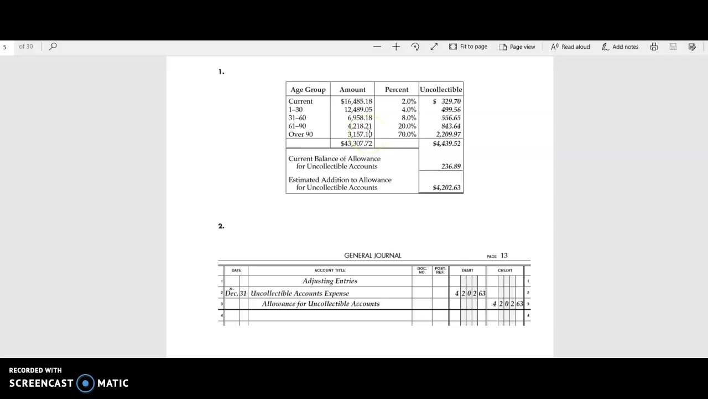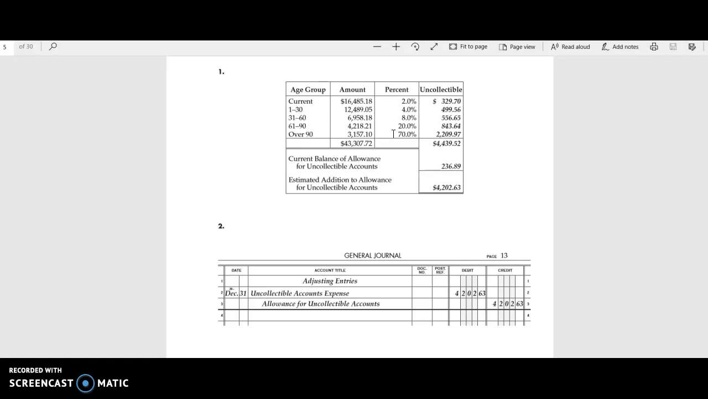And what we've figured out from past history is that usually 2% of our current customers don't pay on time, 4% of our 1 month late, 8% of our 2 months late, 20% of our 3 months late, and 70% of our over 90 days late accounts receivable end up not paying us at all. And so we're putting together an estimate of what we expect we're not going to be receiving.